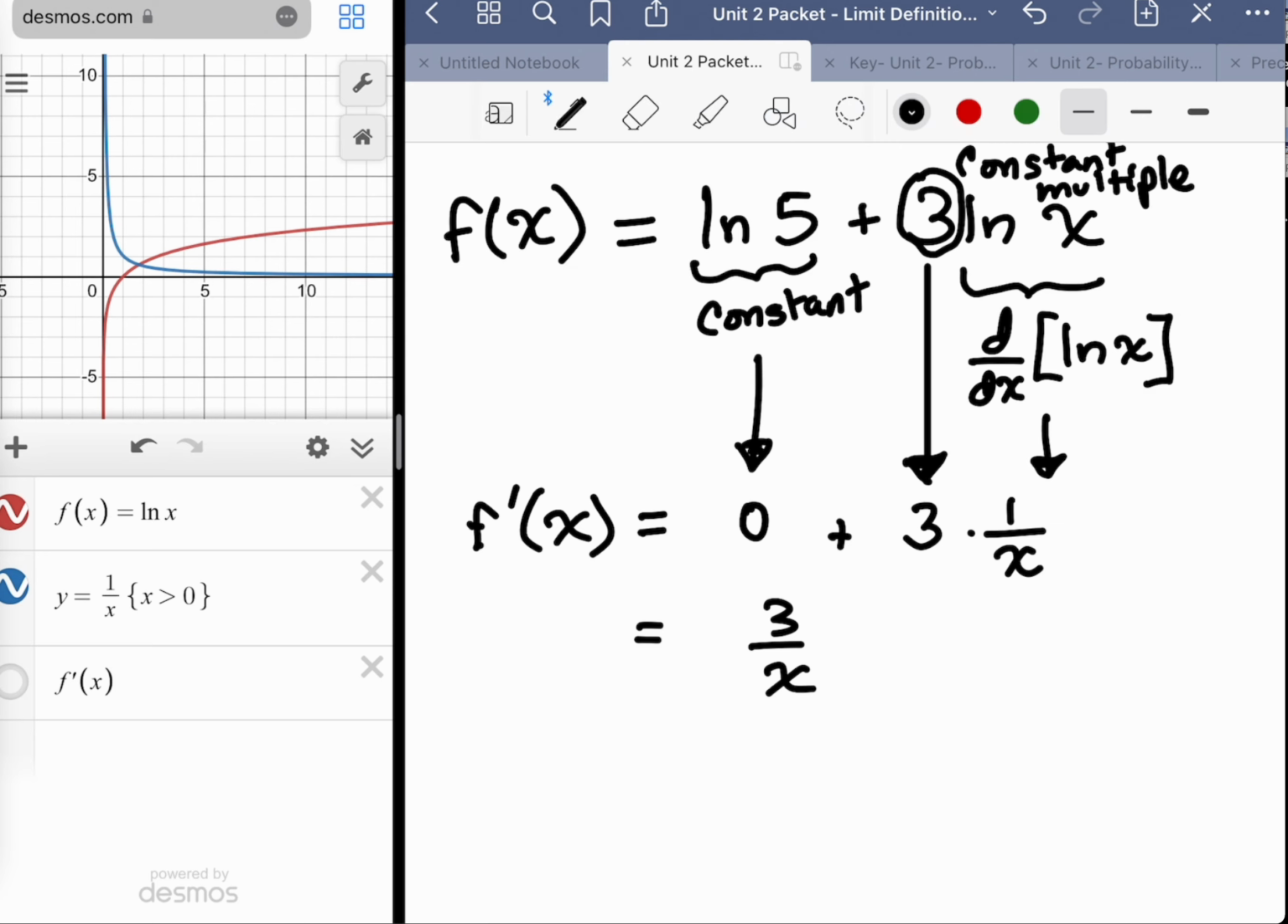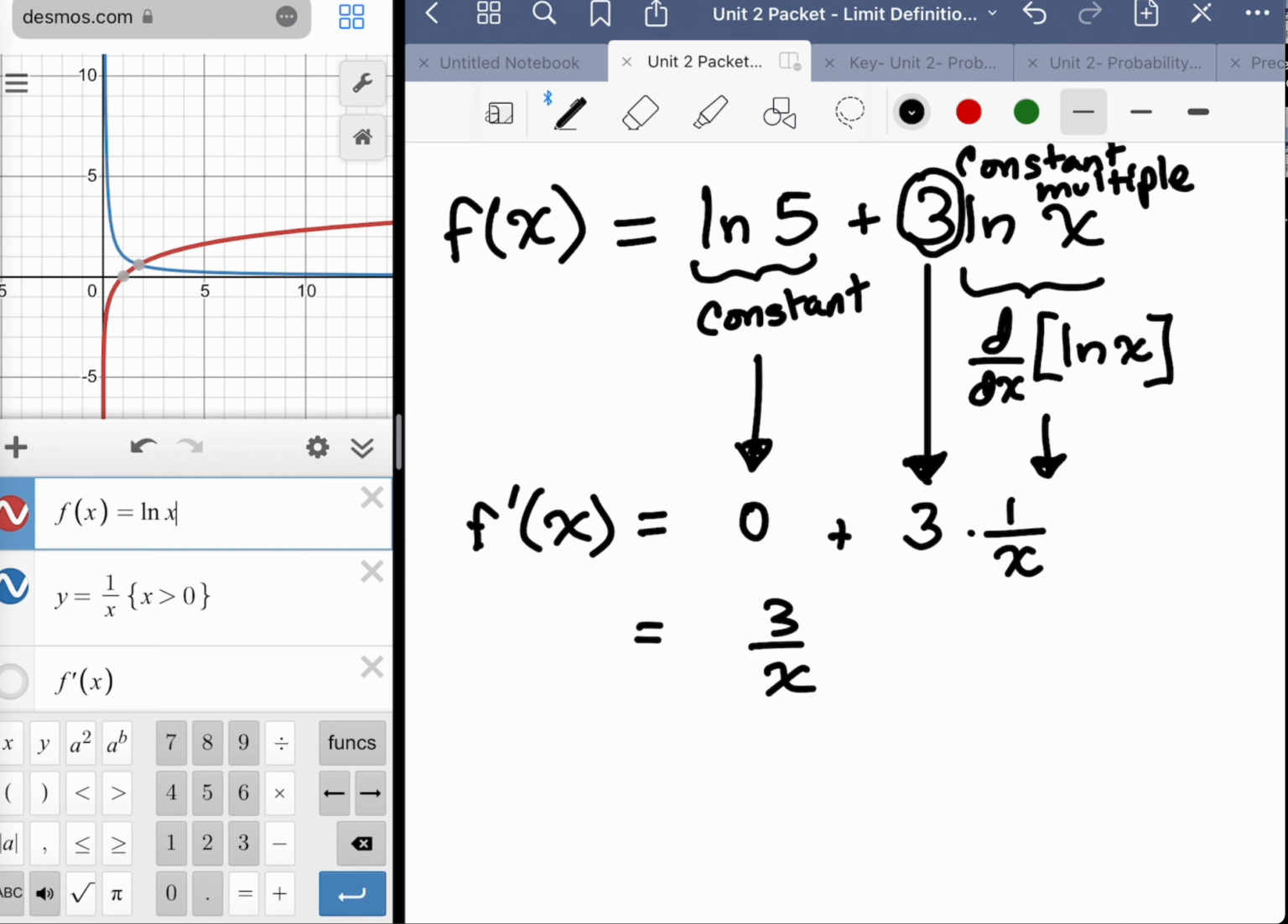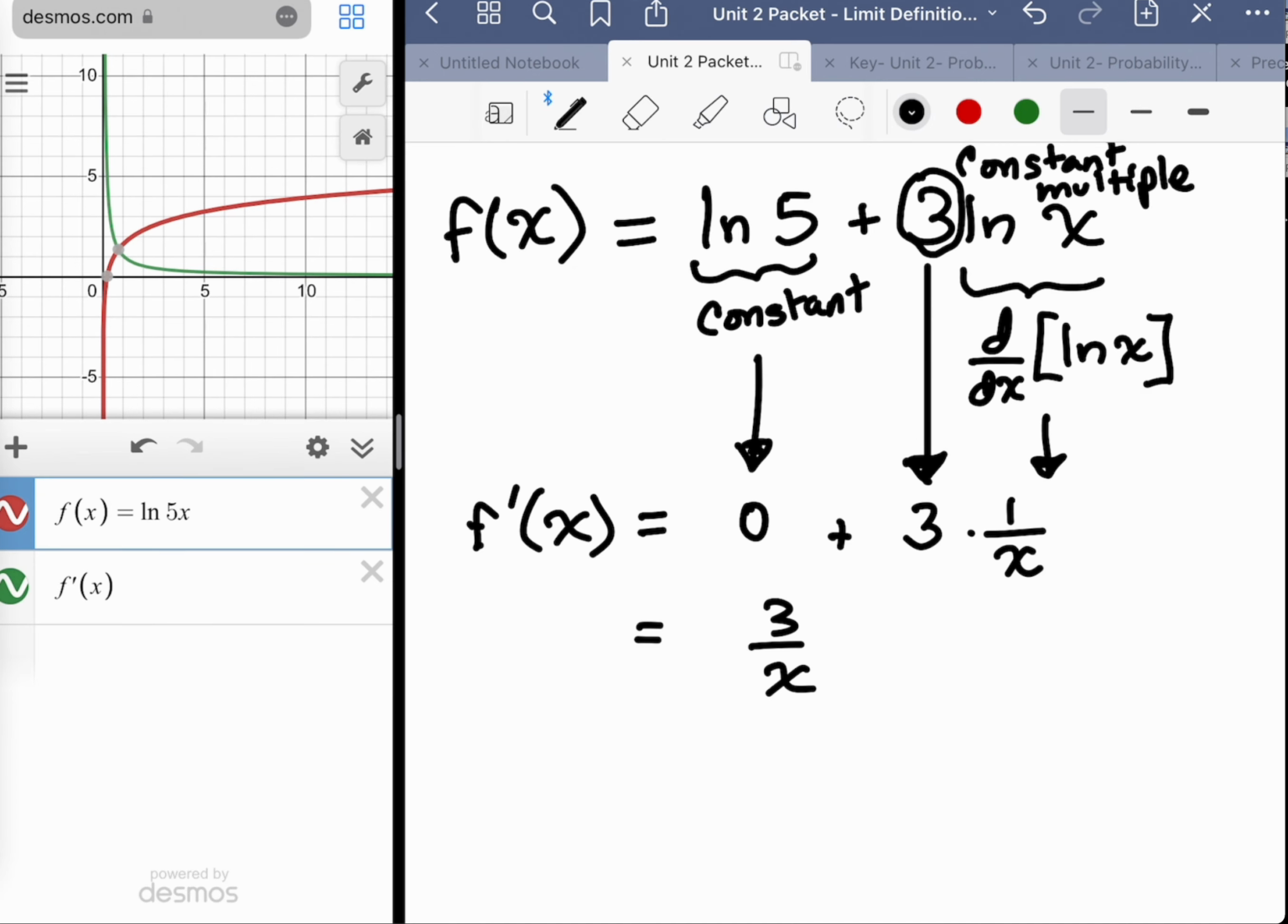ln of 5 is constant because there's no x there. The relevant variable in this function is x. You look at L and N and you say, oh, those are letters, but they're not variables. They're just functions. So I can even show you an example. ln of 5. Desmos is saying the derivative of that is equal to 0. But if I say ln of 5x, it's saying that the derivative is something else. It's not 0.